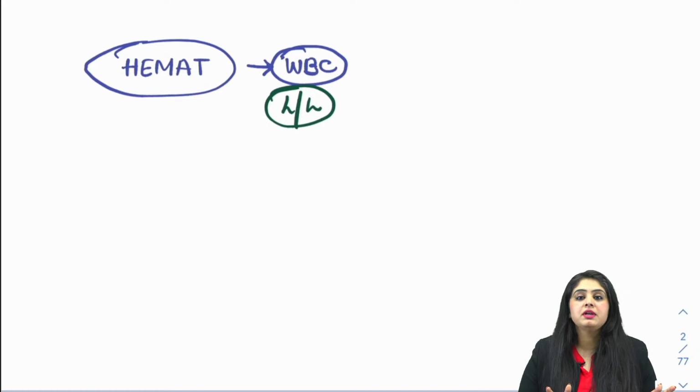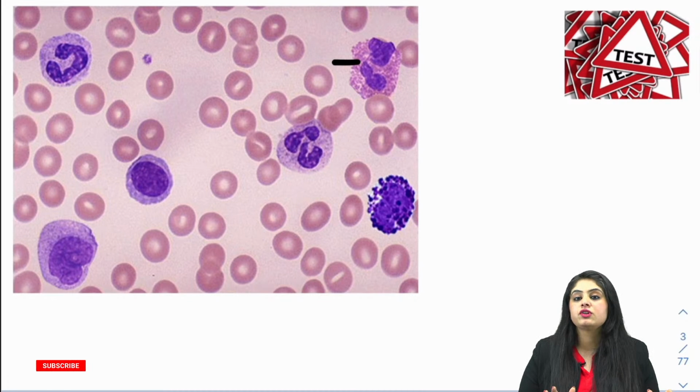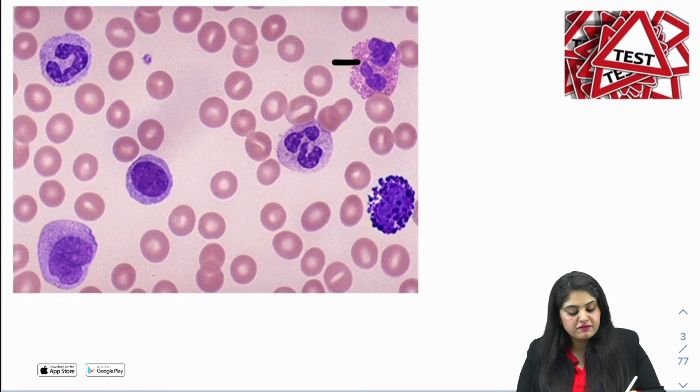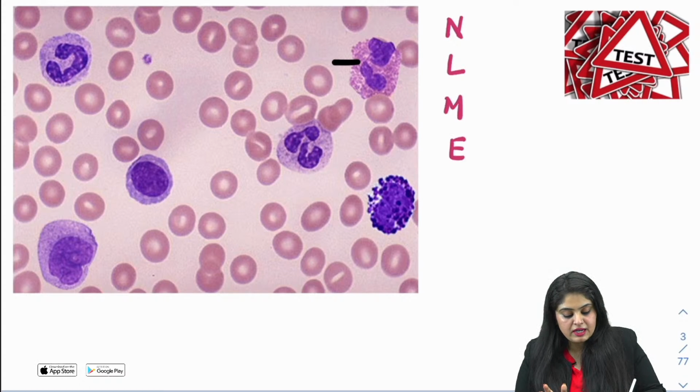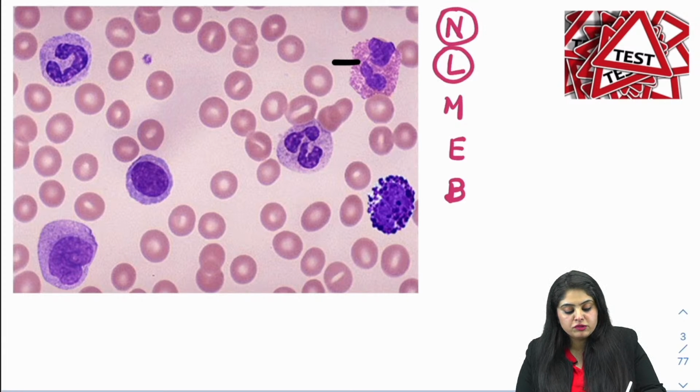So without getting into leukemia and lymphoma directly, the first picture that I want to start with is a much expected photo, and the same picture has been coming many times in the exam earlier. That is a picture of all the 5 WBCs that you have in the blood. All of us know the 5 WBCs. If we write it down, it is NLMEB: neutrophil, lymphocyte, monocyte, eosinophil, basophil.